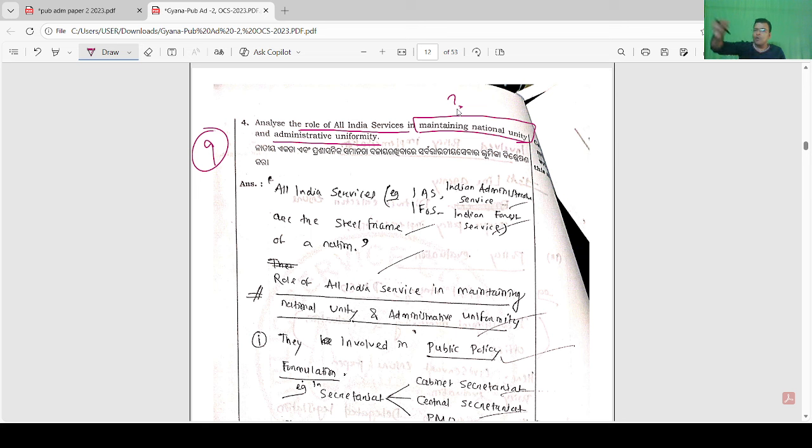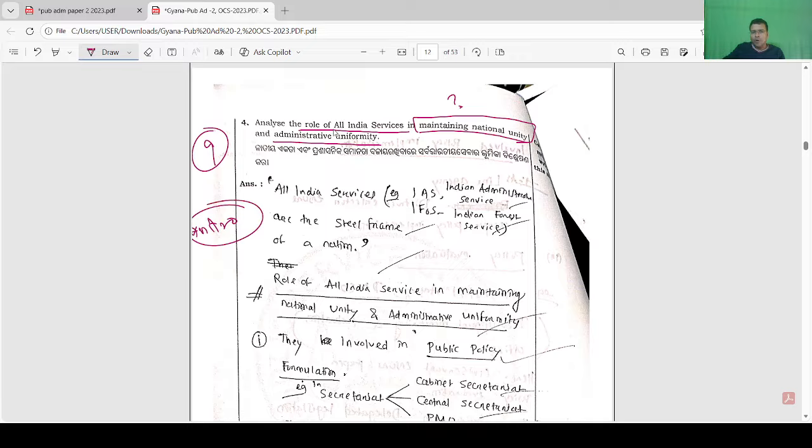He has written the role of All India Services, whatever he knows, as I discuss: policy formulation, implementation, evaluation, delegated legislation, administrative adjudication, law and order, disaster management, acting as a provider, regulator, facilitator. After that, again, here I am not satisfied with the intro.